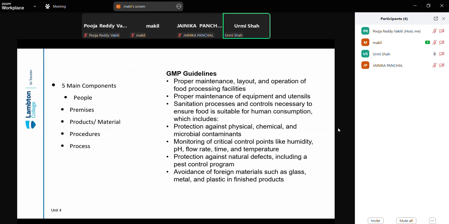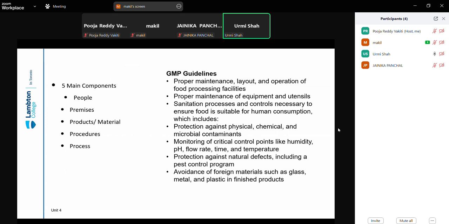Monitoring of critical control points like humidity, pH, flow rate, time, and temperature. These points might seem like they don't matter a lot, but they do matter when it comes to chemical reactions, because a reaction that happens in a cold place might give different results if it takes place in a hot place. Same with pH: if pH goes a little up, it goes basic; a little down, acidic. So you need to maintain the proper pH according to the standard, which is important.